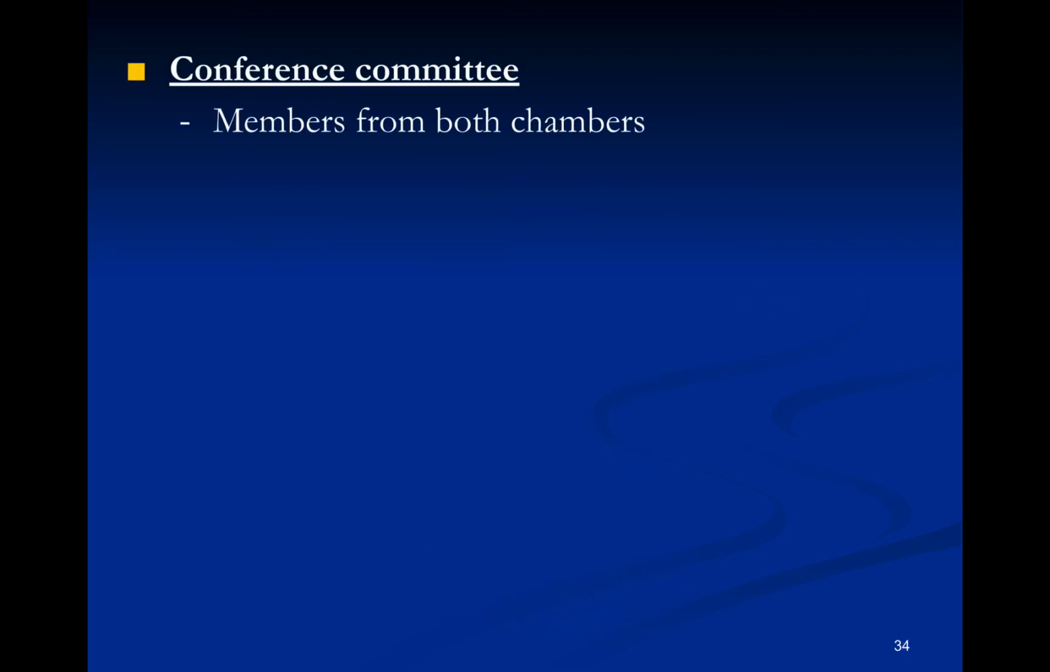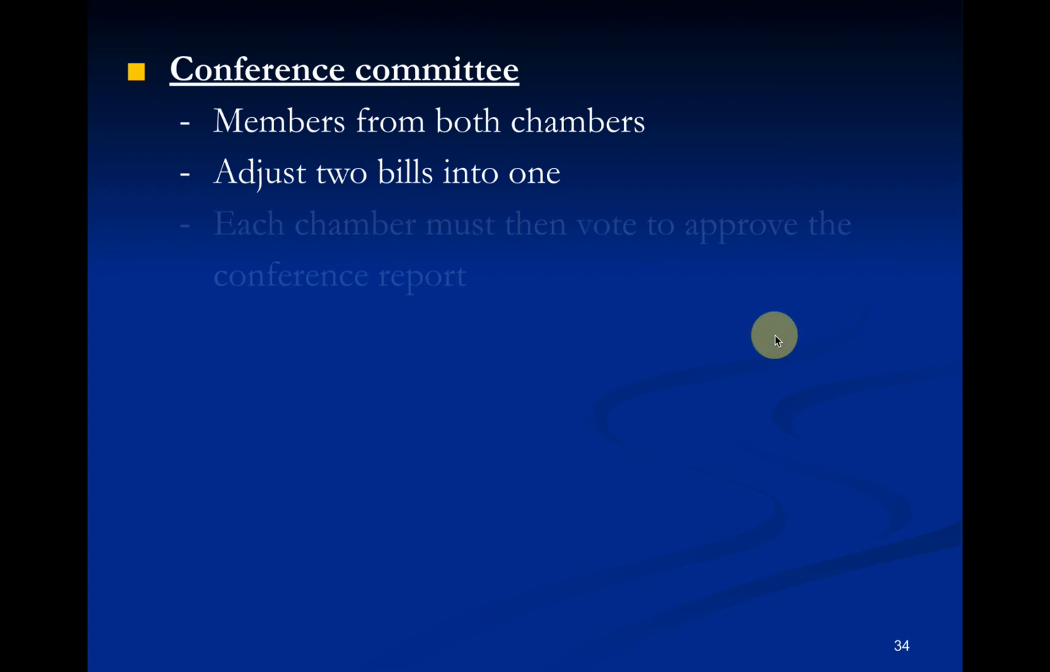It is made up of members from both chambers, the House and Senate, and it does have members of both parties from both chambers. The conference committee is a very powerful committee because they get to take the Senate and House versions and morph them into one. They get to decide what goes into the final bill.